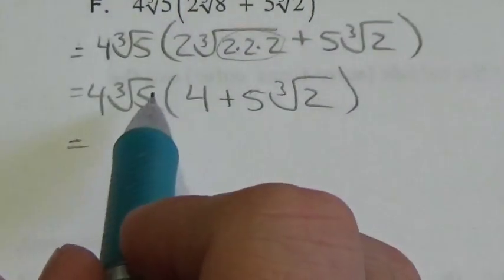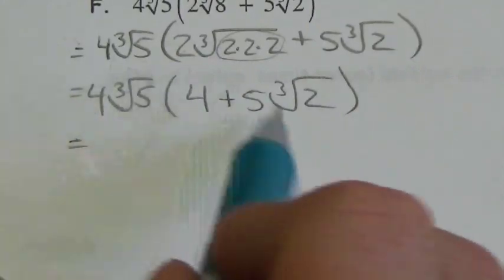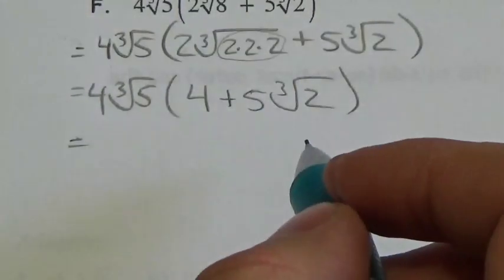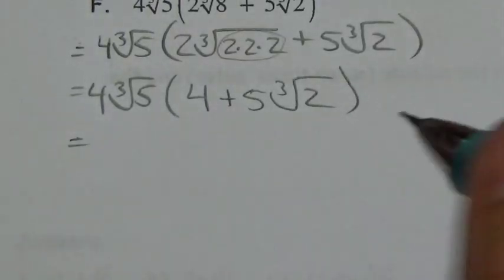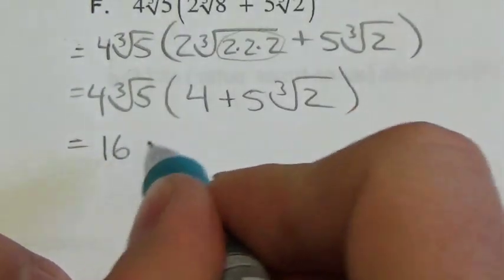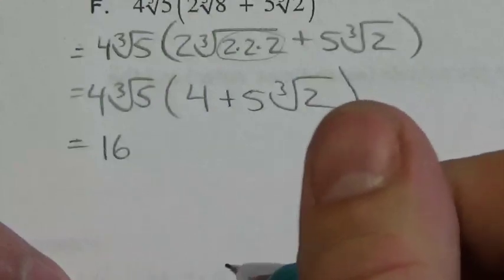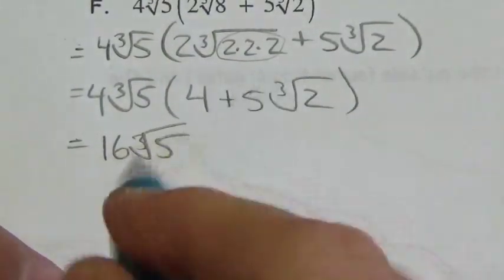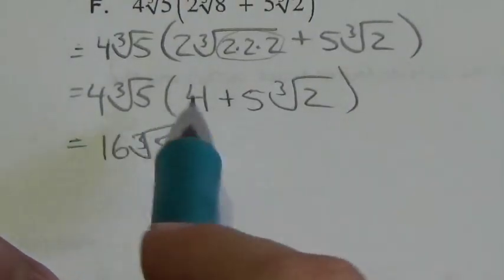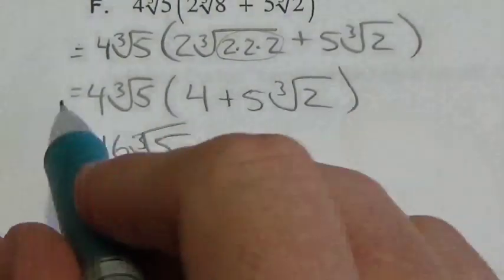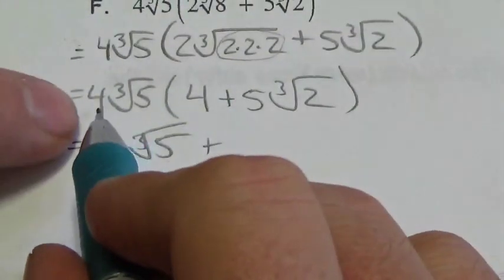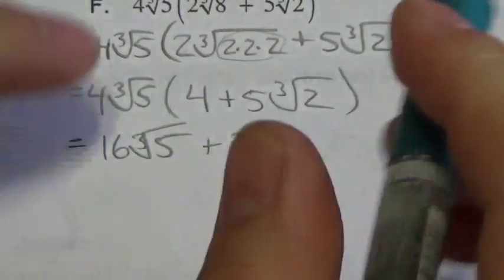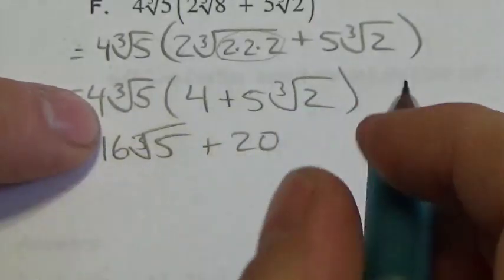So the best I can do now is the multiplication, is the distribution. So 4 cube root of 5 multiplied by 4, I'm simply going to multiply the coefficients together to get 16, and then this is like cube root of 5 essentially multiplied by 1, so cube root of 5. So 16 cube root of 5 would be that first term. Now I'm going to multiply it by the second term here, because of the distribution. 4 times 5 is going to give me 20.